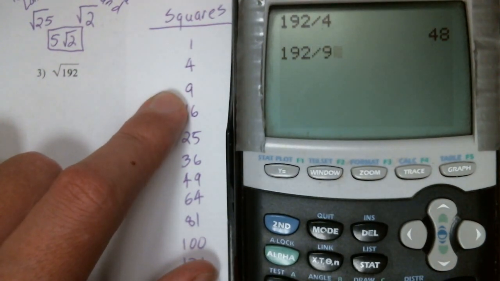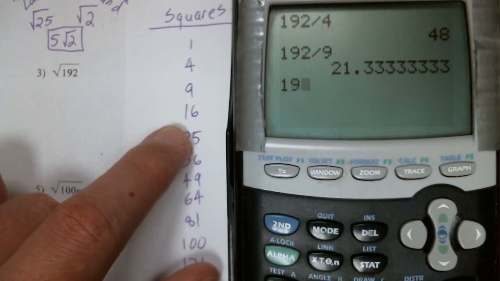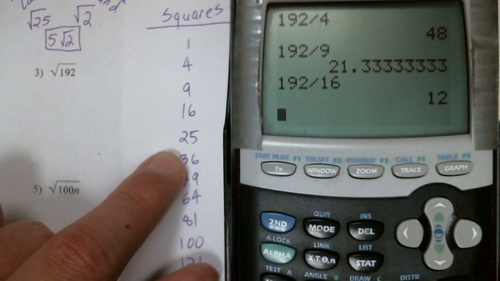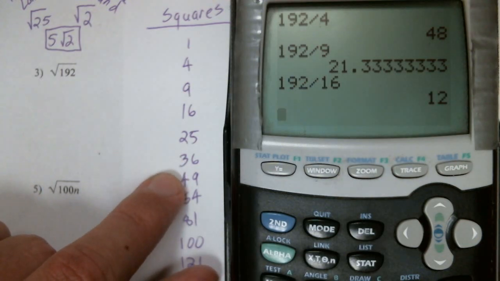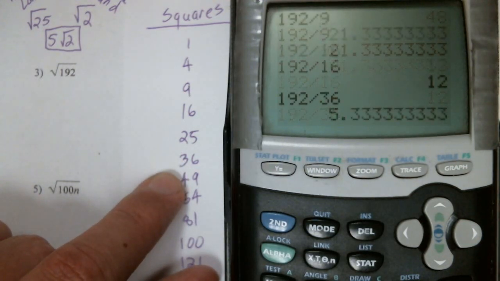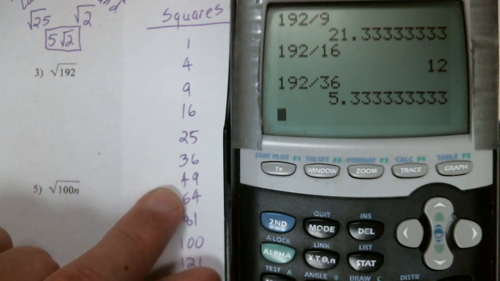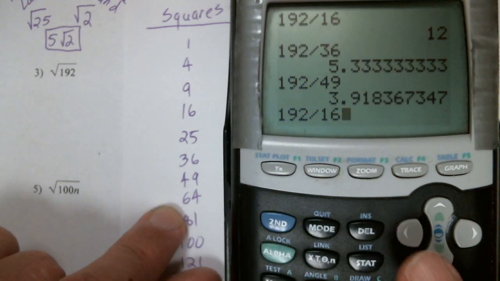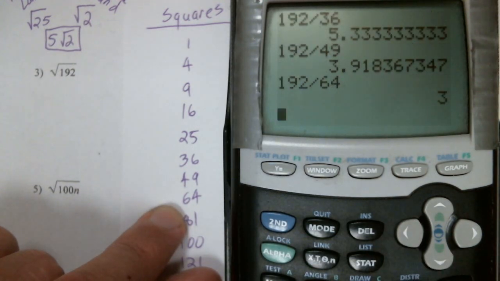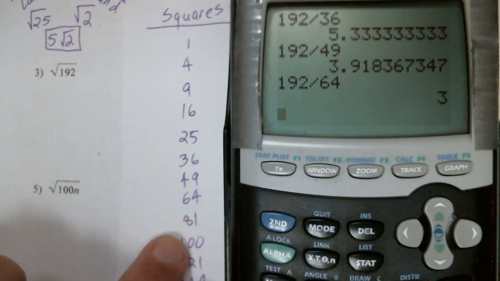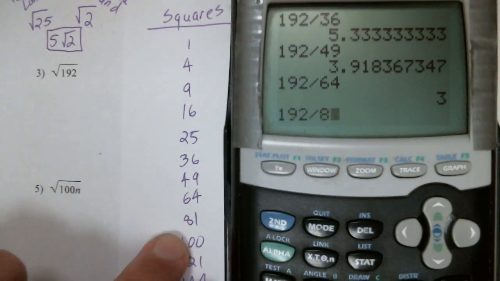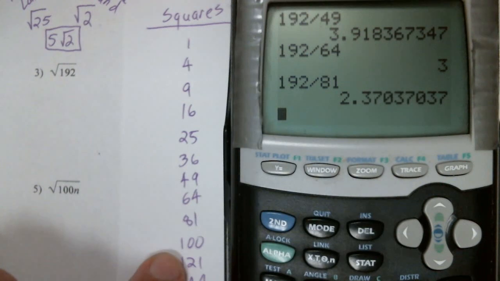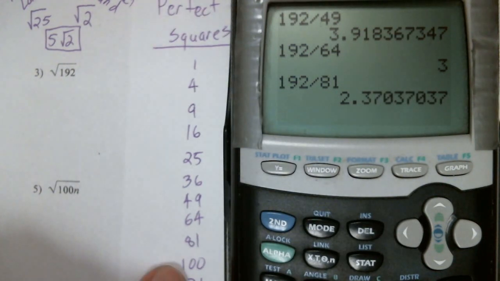192 divided by 9. Nope, that doesn't work. 192 divided by 16. Ooh, that works. All right, 25. Obviously, 25 doesn't because it ends in 5. 36. 192 divided by 36. No, that doesn't work. 49. 192 divided by 49. Oh, that doesn't work. 192 divided by 64. Ooh, that works. Okay. 81, 192 divided by 81. That doesn't work. Obviously, 100 doesn't go into it, and these higher numbers don't.